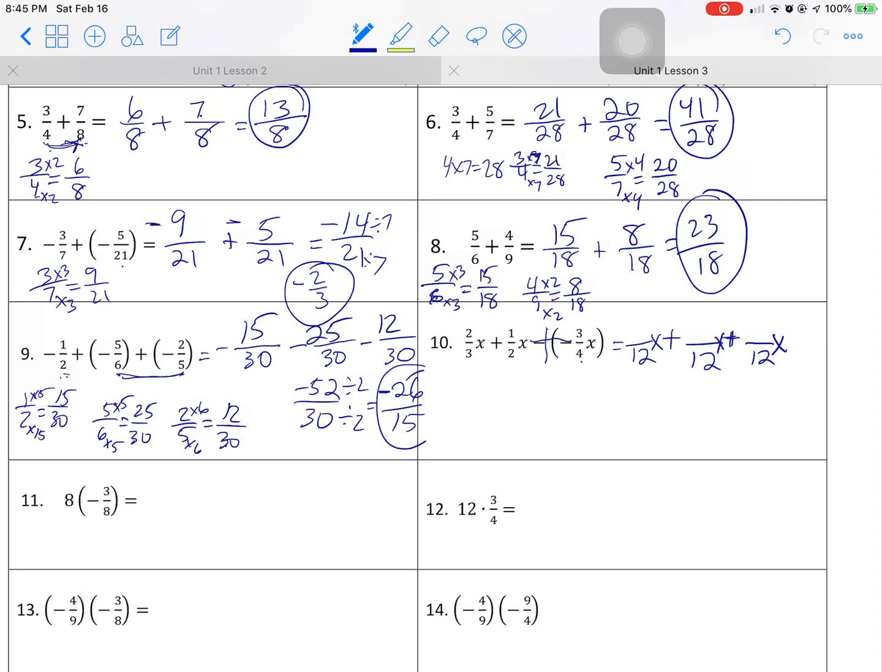So let's see. 2 over 3 equals what over 12? Times 4 is 8. A half is 6 over 12. 3/4 equals what over 12? Times 3 is 9.